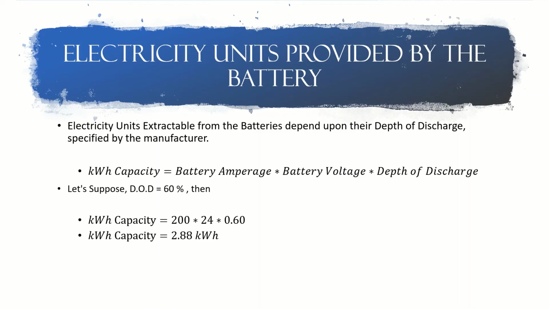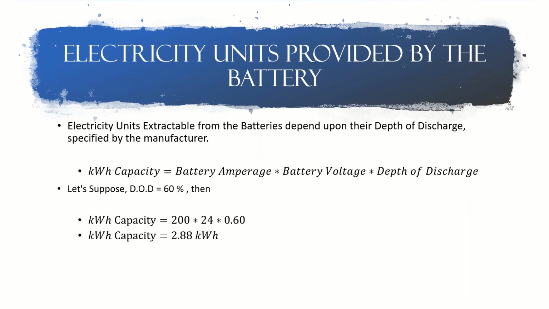such as lead acid batteries. They usually have a depth of discharge of around 50%, and lithium-ion batteries can have a depth of discharge of around 90%. Depth of discharge actually tells us how much of the energy stored in the battery we can retrieve without causing long-term damage to the battery.